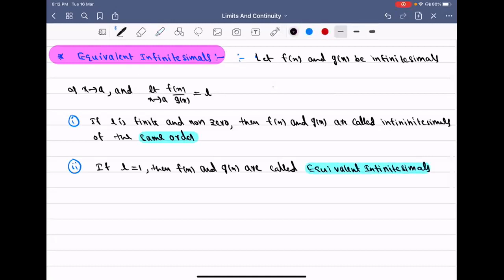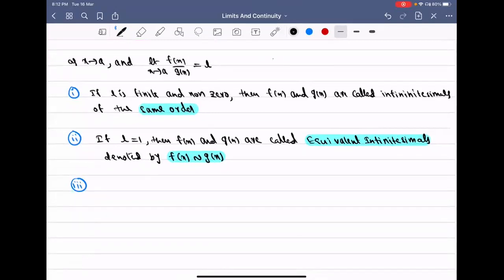Next, the equivalent infinitesimal notation is denoted by f of x tilde g of x. The meaning of this is that f of x is equivalent infinitesimal to g of x. That is the meaning. That is the notation.